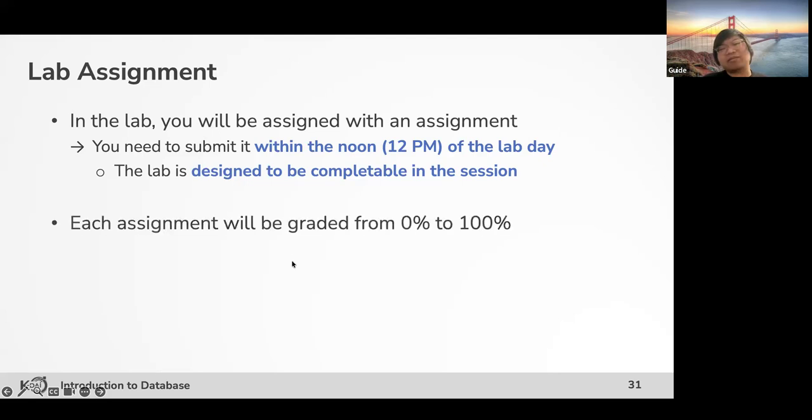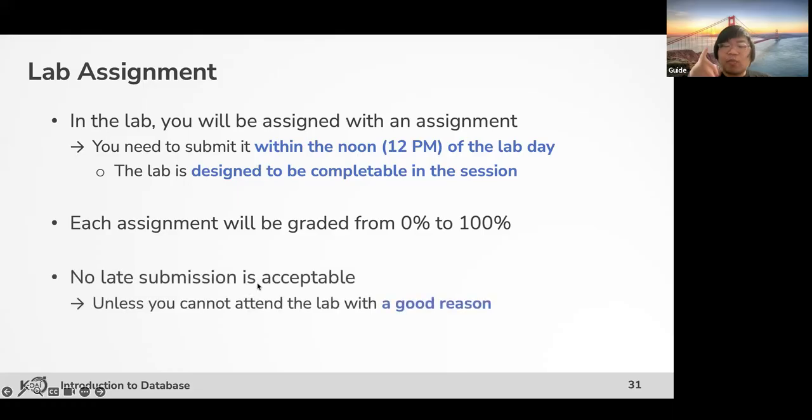The assignment will be graded up to 100%. The point is that no late submission is acceptable unless you have a very good reason. Okay, unless you cannot attend the lab because you have, like, your duty, you are ill, you are sick, or you have personal issues. Totally fine, but tell me, okay?